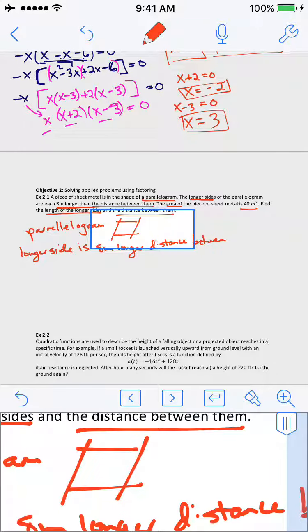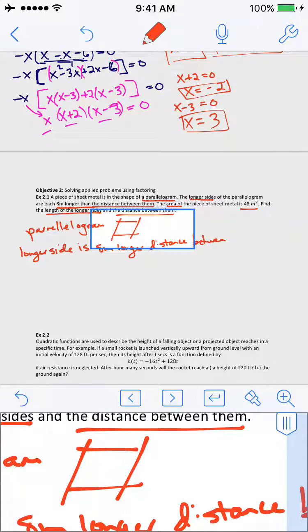Okay, so if I was looking at my picture, let's draw a bigger picture here. Alright, so let's draw our parallelogram over here. Okay, so we've got some sides here, right? So it says this side right here, the longer side, is 8 meters longer than the distance between it, right? The distance. So it's not the other side, it's the distance between them. It's this distance right here. Interesting. The area is equal to 48 meters squared.